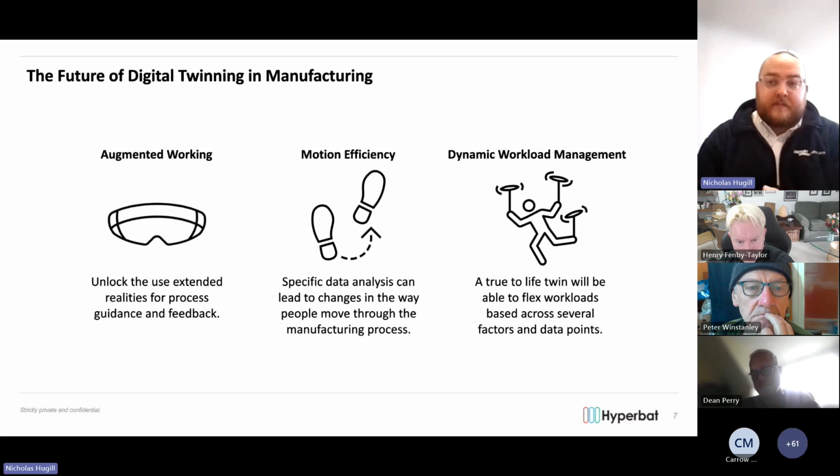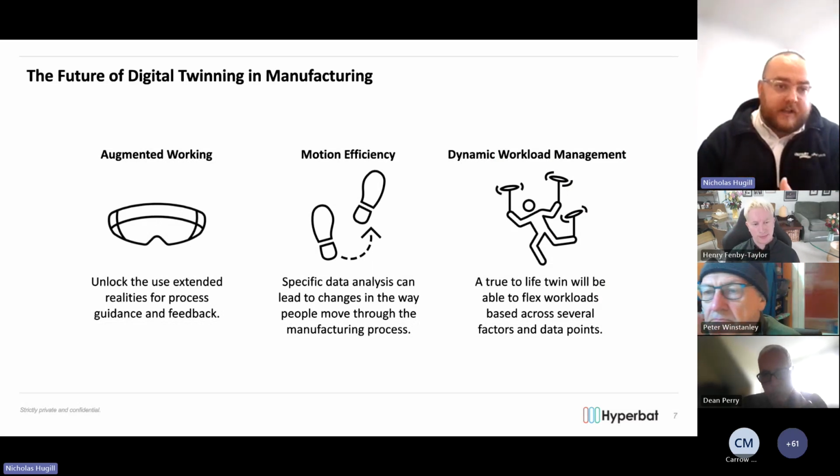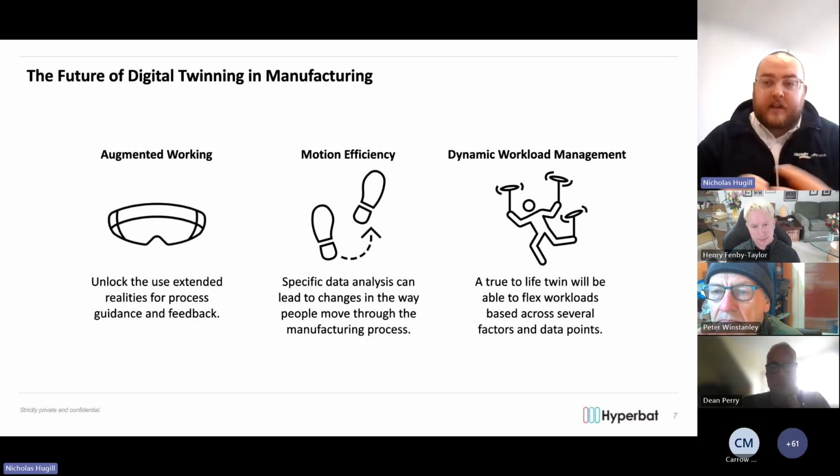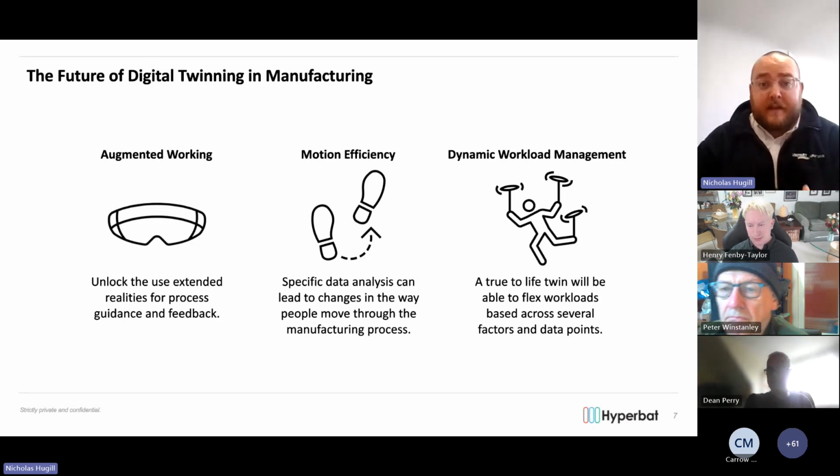And now look at the future, how we want to change things, how we want to go further. So augmented working, we want to look at using the virtual environment. Again, pushing more training. So people, again, the first time with the process is in the virtual environment. Motion efficiency, looking at people's motion and how we can improve that for ergonomics and safety concerns. And also dynamic workload management.